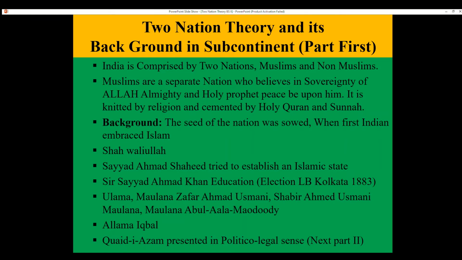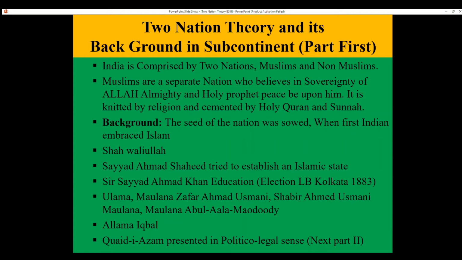Sir Syed Ahmad Khan initiated a movement of education for the Muslims, and he made efforts for the Muslims to get their share in the governmental institutions.